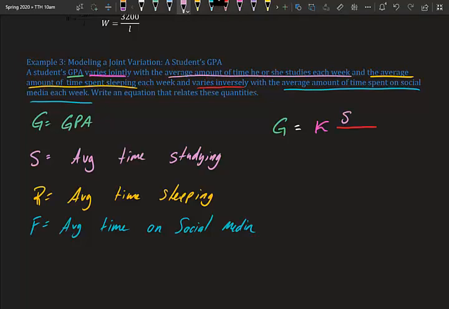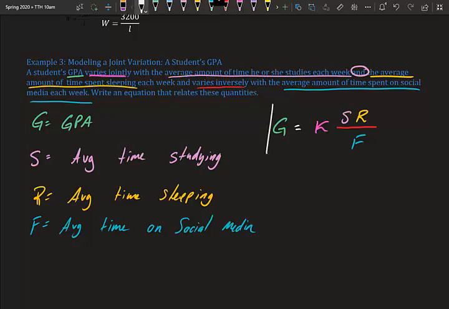and the average amount of time spent sleeping. So you see how in between it has an "and", it doesn't have an inverse or directly, it doesn't have any varies word, so that means you keep it on top. So time sleeping is R, and that each week, so time spent sleeping each week varies inversely with the average amount of time spent on social media. So that's why it goes on the bottom, because now we have that word varies.